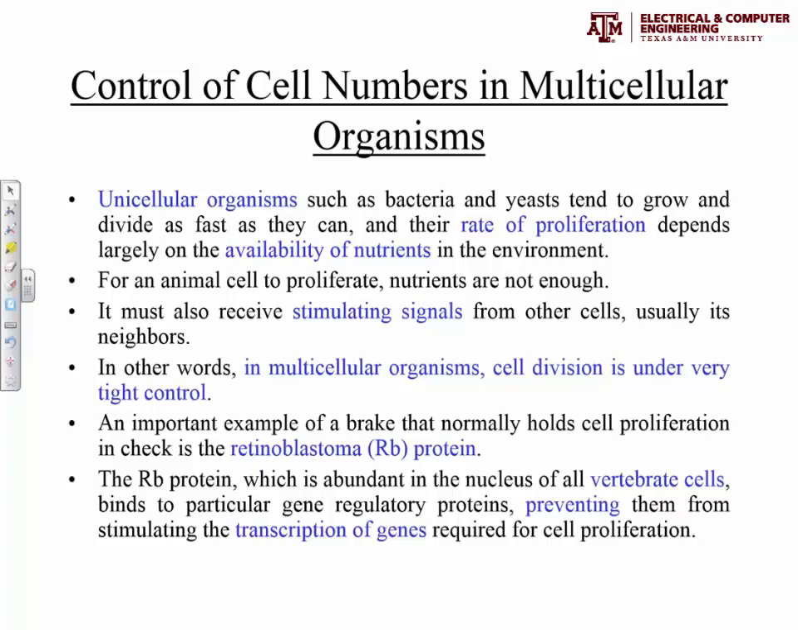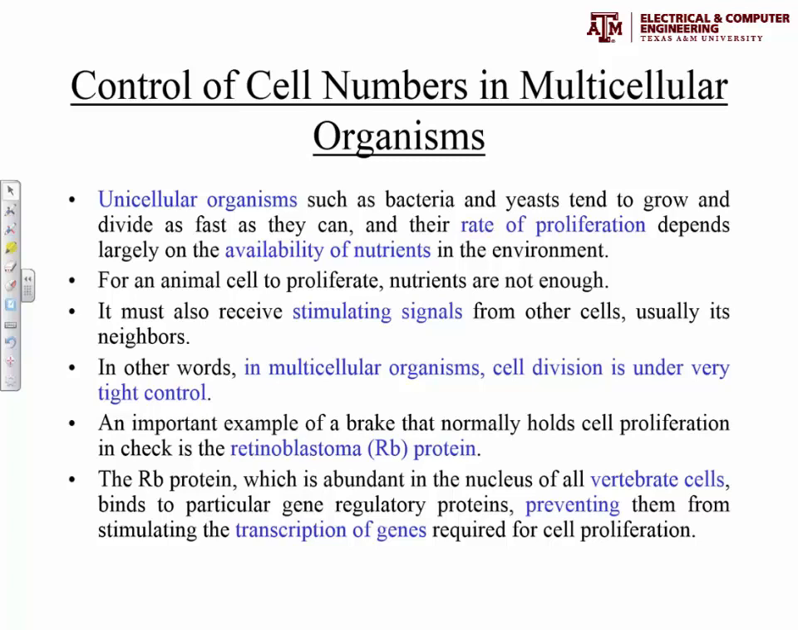An important example of a brake that normally holds cell proliferation in check is what is called the retinoblastoma protein. The retinoblastoma protein, or RB protein, which is abundant in the nucleus of all vertebrate cells, will bind to particular gene regulatory proteins, preventing them from stimulating the transcription of genes that are required for cell proliferation. The cell might need certain proteins in order to multiply, so this retinoblastoma protein will act as a brake on that.